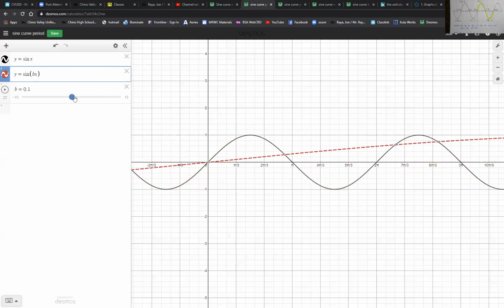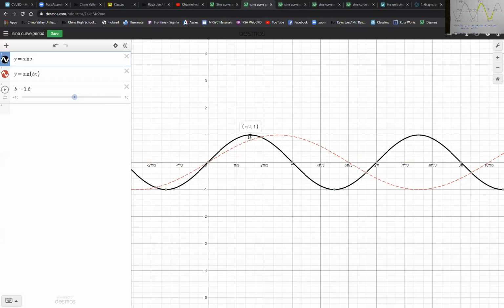Now let's say it's 1/2. Now, if you notice now the red curve, the broken line, is twice as long. One full cycle is twice as long as it normally should be. See, normally, here's your maximum, minimum, 0, minimum, and then at 2 pi, it starts over.